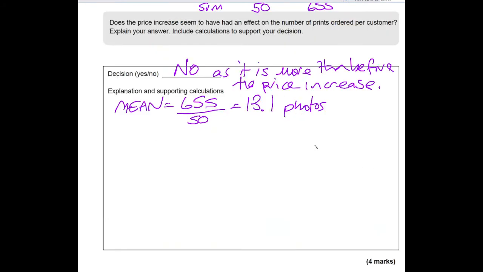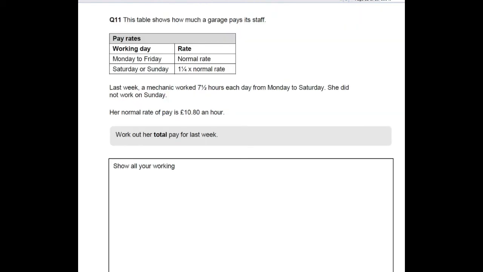And for the working out and the explanation and decision, there are 4 marks. Question 11. This table shows how much a garage pays its staff. So the pay rates, working day and rates, Monday to Friday, Saturday and Sunday. So Monday to Friday it's a normal rate, Saturday and Sunday 1.25 times the normal rate. Last week a mechanic worked 7.5 hours each day from Monday to Saturday. He did not work on Sunday. If her normal rate of pay is £10.80 an hour, work out her total pay for last week.